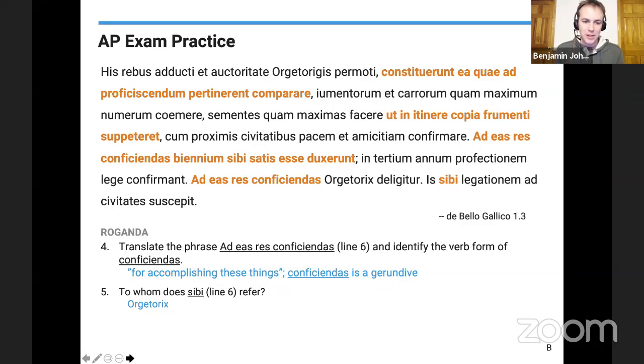And then finally, to whom does the sibi refer? Sibi legationem ad civitates suscepit. Orgetorix was chosen in the previous sentence for accomplishing these things. So it's Orgetorix. He takes up this embassy to the nearby states, nations, for himself, sibi. And sibi is one of those reflexive third person pronouns. So it's the same as the subject. That reinforces that se, sui, sibi is the same as the subject because they all begin with the same letter, and that is alliteration.